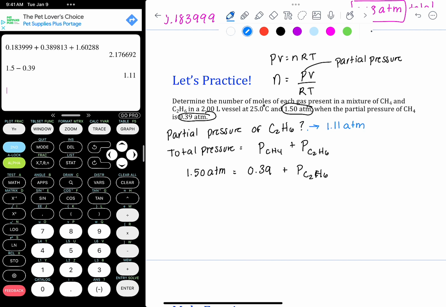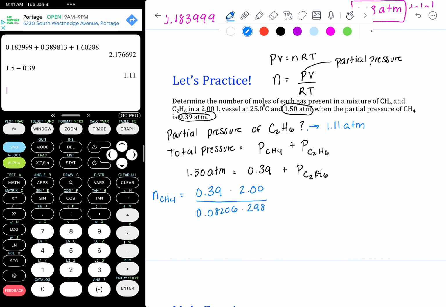So now that we have the pressures, we can solve for the number of moles for each of these. The number of moles for CH4 is equal to its pressure, which is 0.39, times the total volume of 2, divided by R, which in this case is 0.08206, and the temperature, which is 25 plus 273, 298.15 Kelvin.